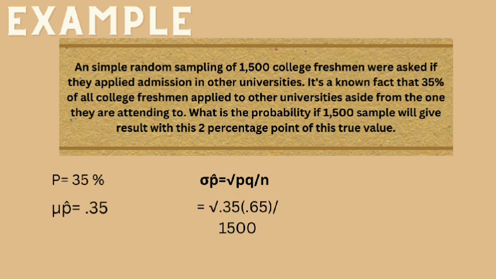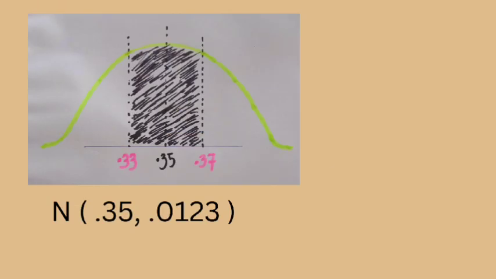Then we compute 0.35 times 0.65 all over the sample size of 1,500. Then take the square root of this to get our standard deviation, which is 0.0123. So now we have 0.35 as the mean and 0.0123 as the standard deviation. This is our illustration of the problem: what is the probability that, from the 1,500 sample size, our result will fall within 2 percentage points of the true mean?